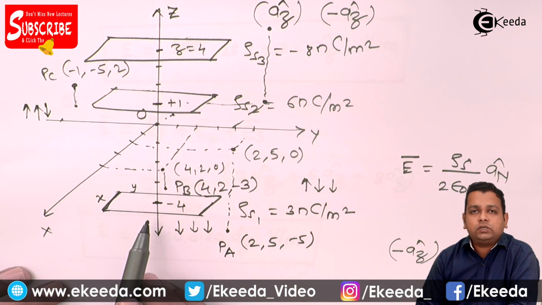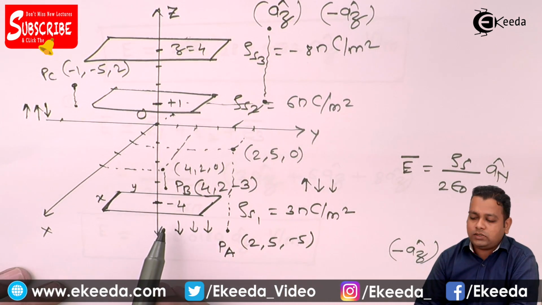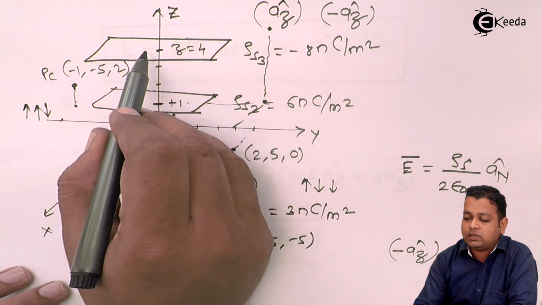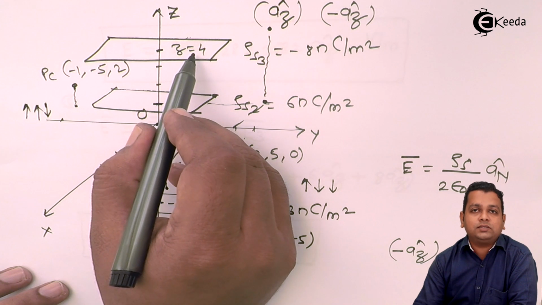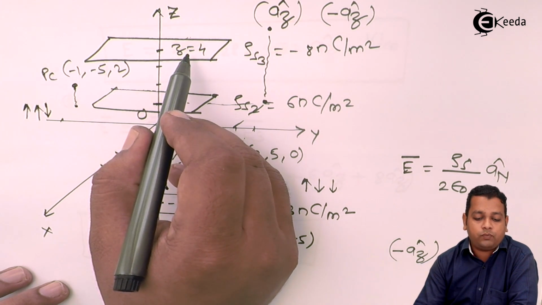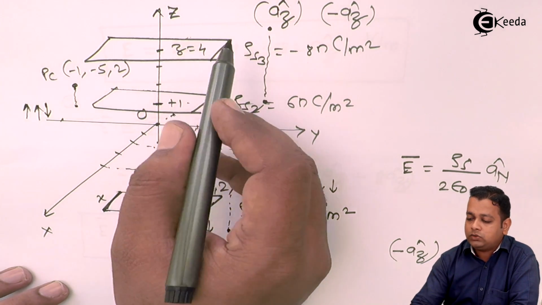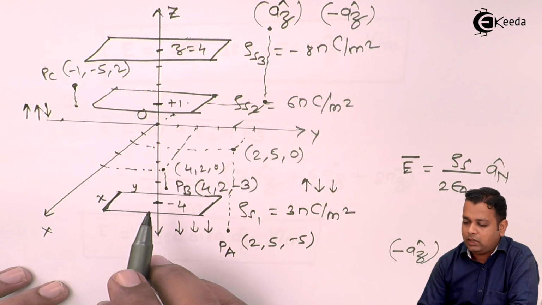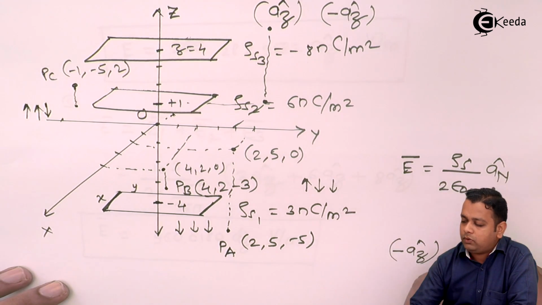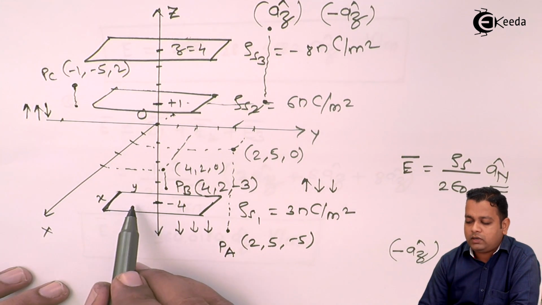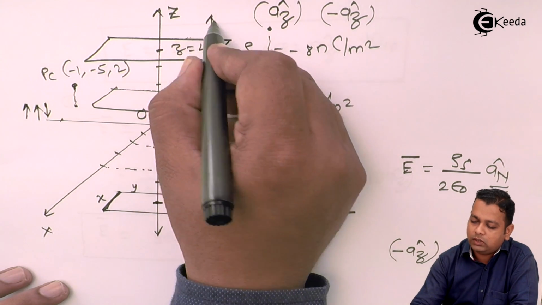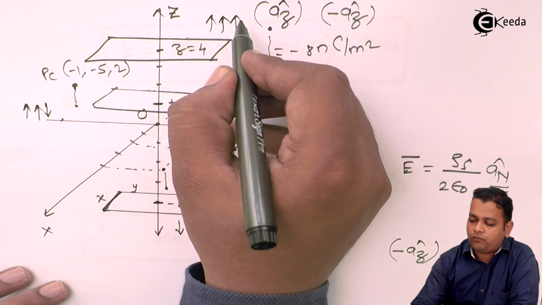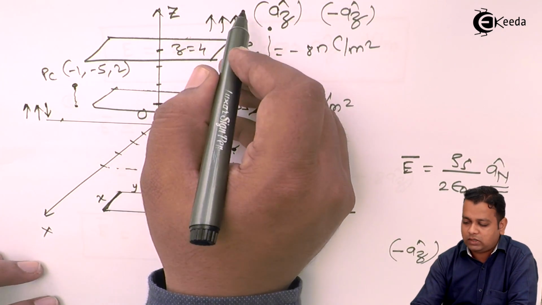Now see, the first uniform infinite sheet of charge is located at z equal to -4. This is at z equal to +1. This is at z equal to +4. But the point has z coordinate equal to 5. So this point is above all the 3 sheets of charges. Hence, the direction of AN cap to be selected for the electric field intensity due to the first sheet will be upwards, due to the second sheet again upwards, and due to the third sheet again upwards. So AZ cap, AZ cap, AZ cap.